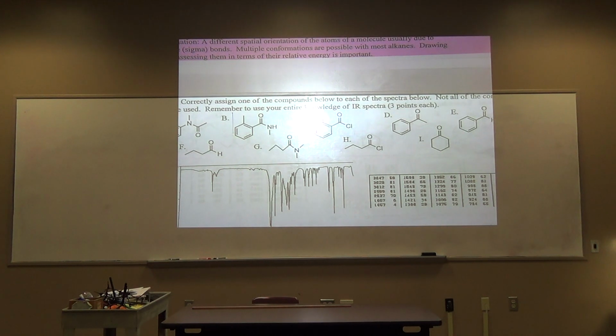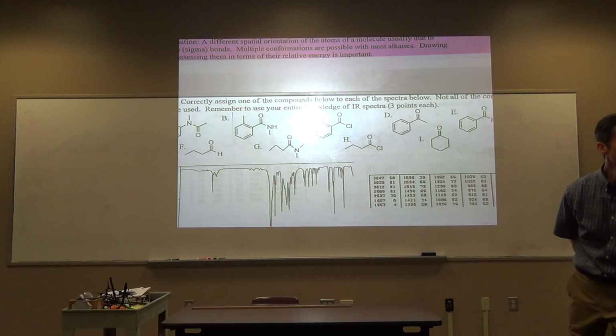Page 37, number 2E. What affects the deepness of the OH bond? What page? 37, number 2E.